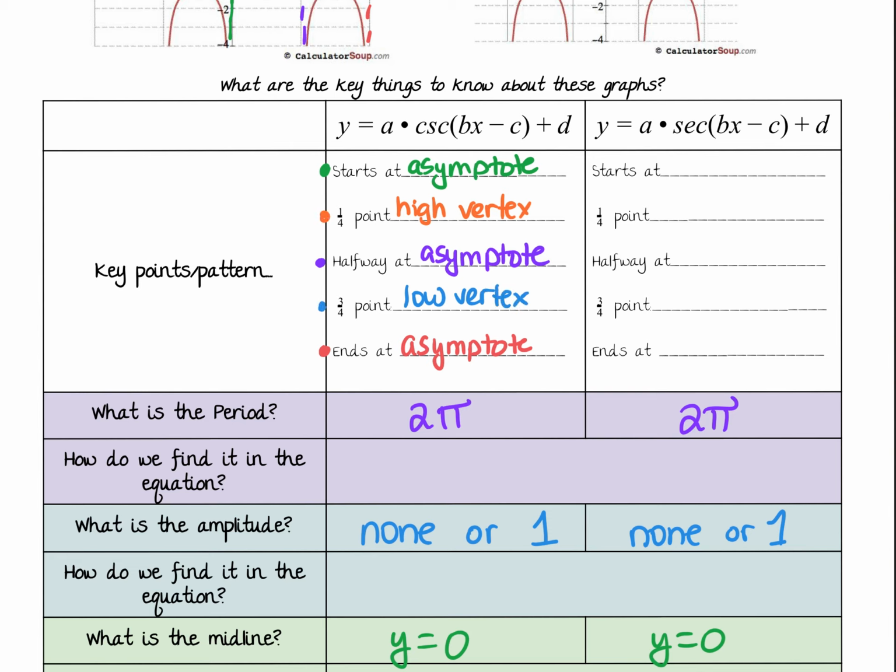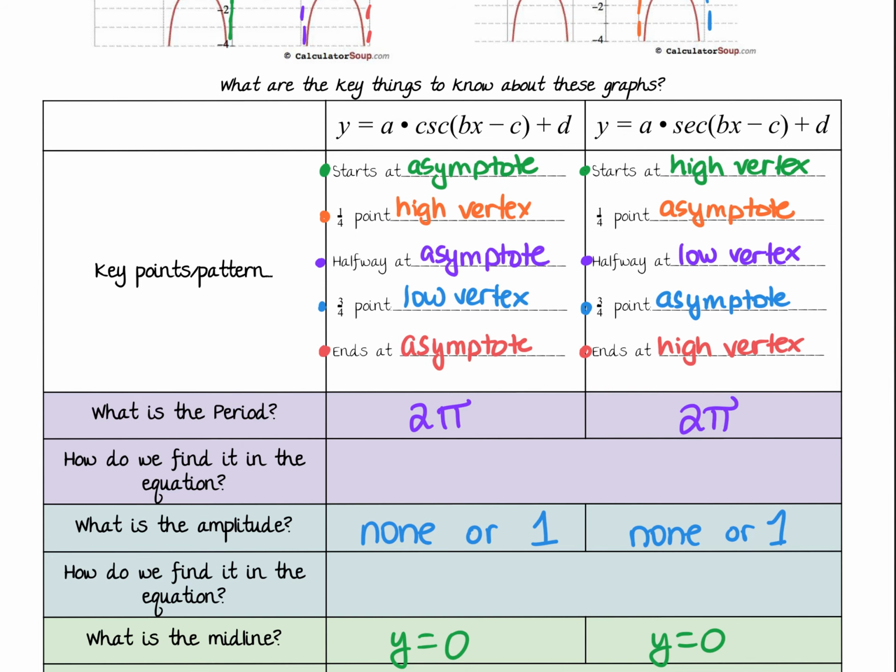All right, let's do the same thing for secant. So I always start with what's happening at x equals 0. So when we say start, that's what I'm saying. Start with x equals 0. I've got my high vertex, and then I'm going to end. Hopefully you're figuring this out. I should end the same way. Middle of the graph, halfway through, I'm at my low vertex. And then 1/4 of the way through my cycle, I'm at an asymptote. And then 3/4 of the way through the cycle, I'm at another asymptote.